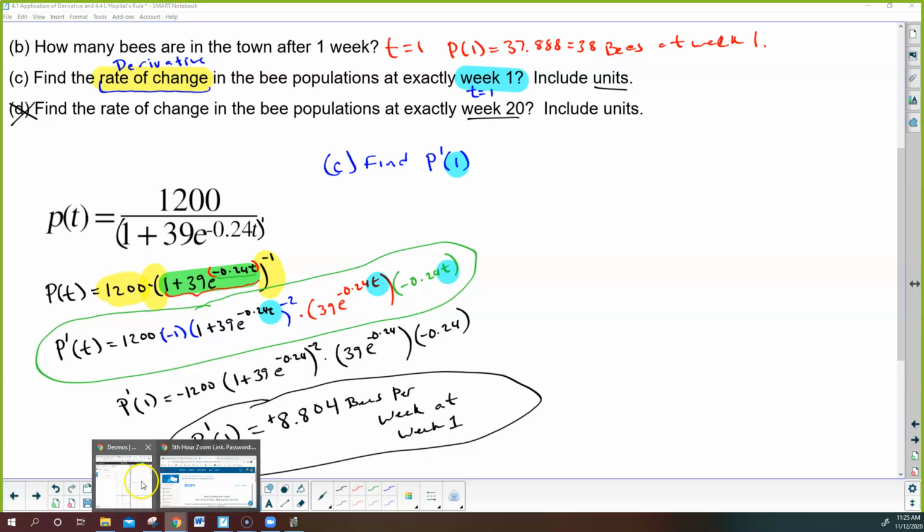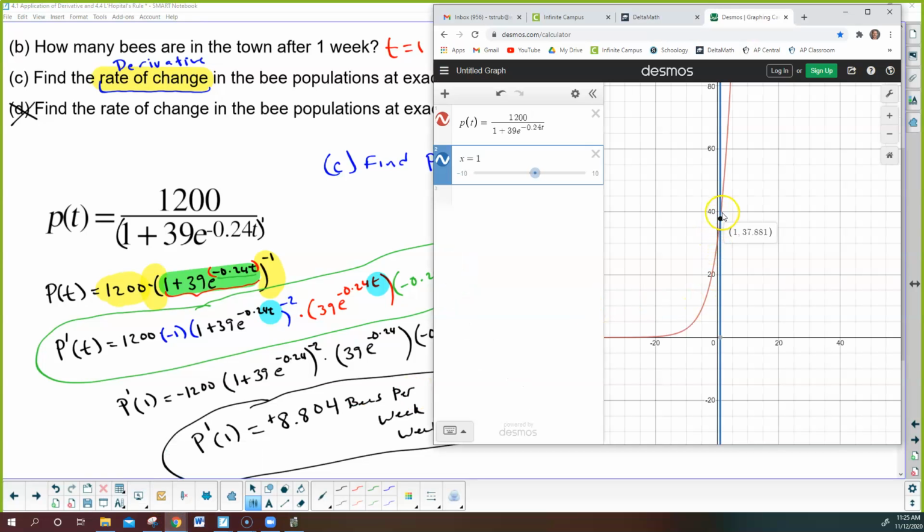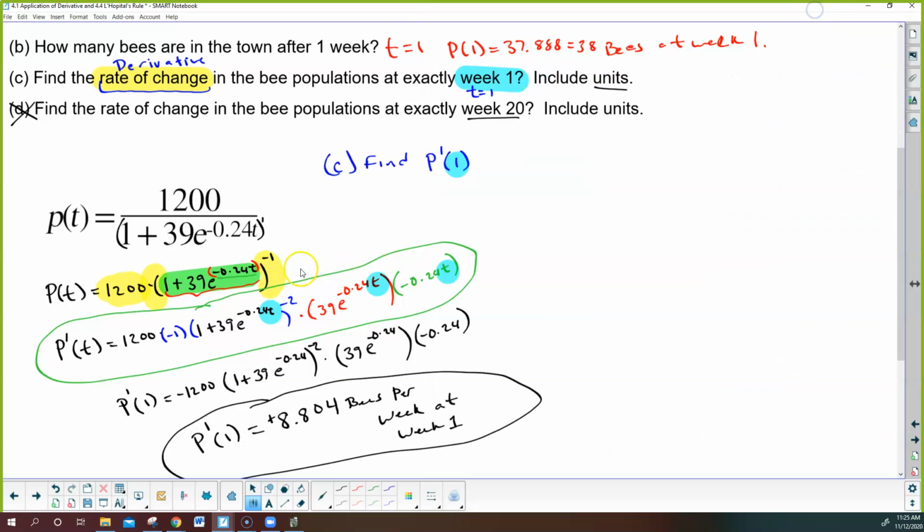All right, now here's what I wanted to do, is I wanted to show you that at point 1, what did we just find? We found the slope of the tangent line. That's what the derivative is. But that derivative can help us discover how things change.